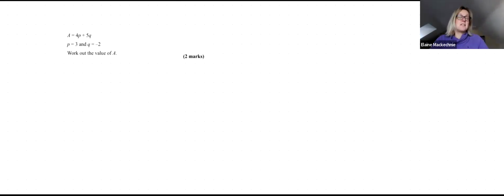Substitution is just substituting a number for a letter or a variable. So we've got up here, let's start this one. We have got A is equal to 4p plus 5q. I know that p is worth 3 and q is worth -2. We've got to work out the value of A. So to set this question out, this is how I would want my students to do it.